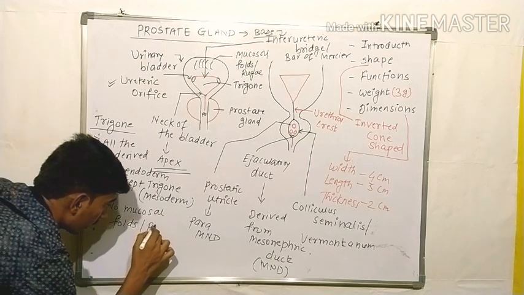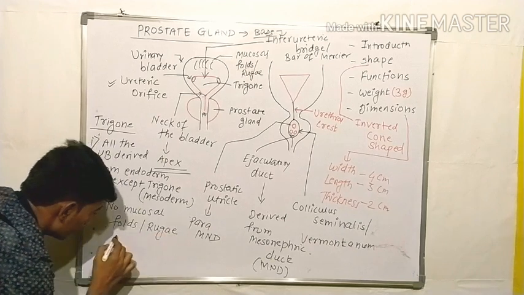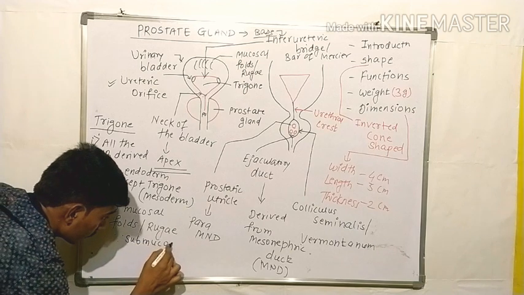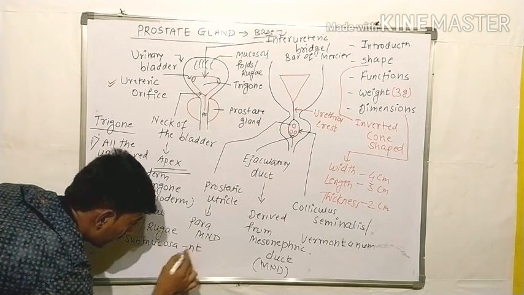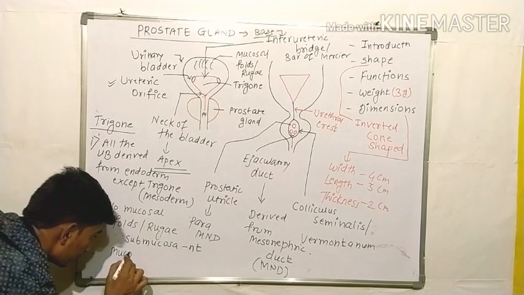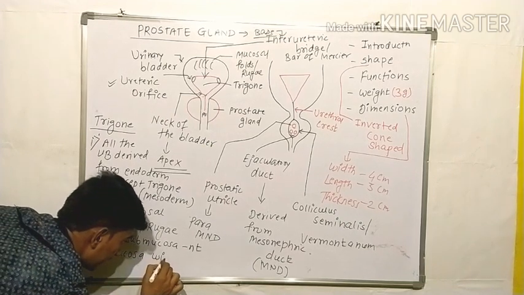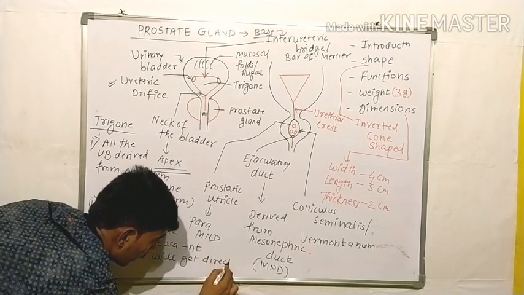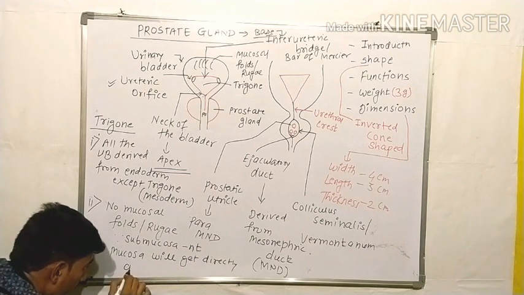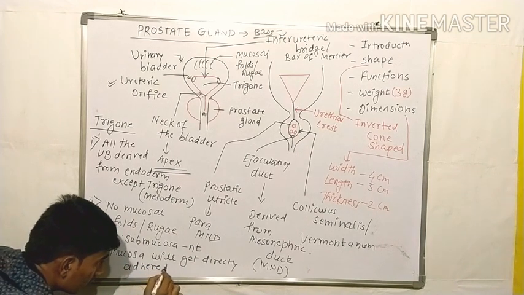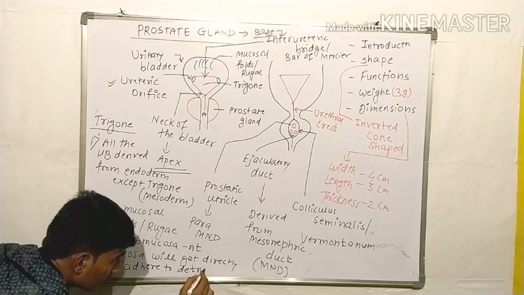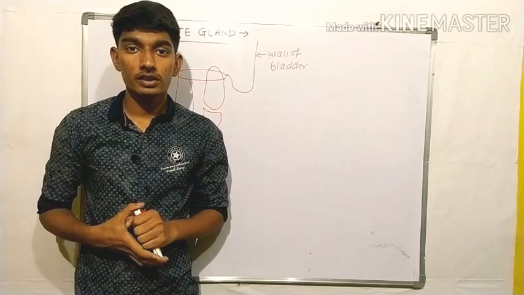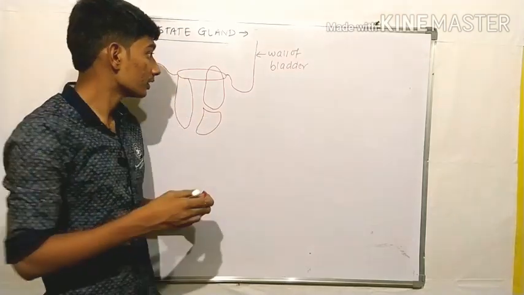Second point is that this trigone has no rugae, no mucosal folds or rugae, because of absence of submucosa, and the mucosa will directly adhere to the detrusor muscle.